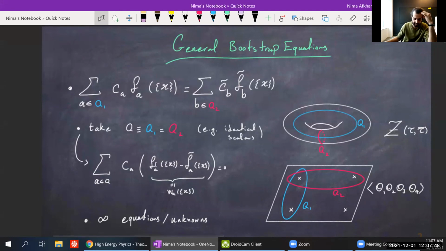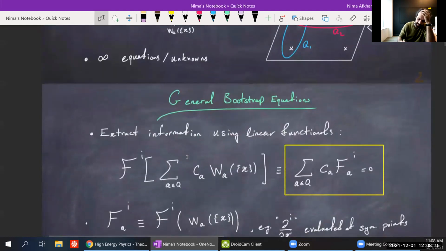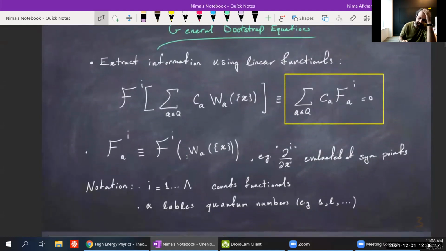And let me call the difference between the two channels W. Typically this is infinitely many equations for infinitely many unknowns. Infinitely many equations because you can evaluate this observable at any point, any coordinate that defines the observable. And it's typically infinitely many unknowns because there are infinitely many contributions to the sum, with different quantum numbers and so on.